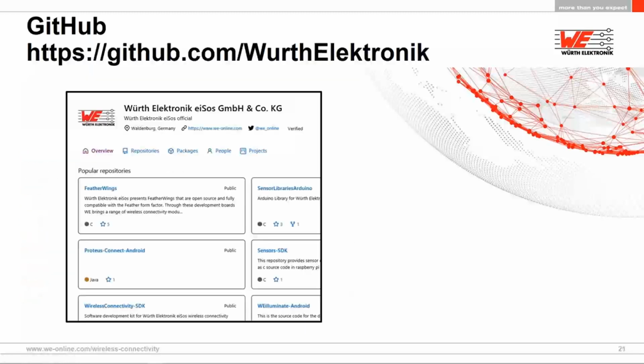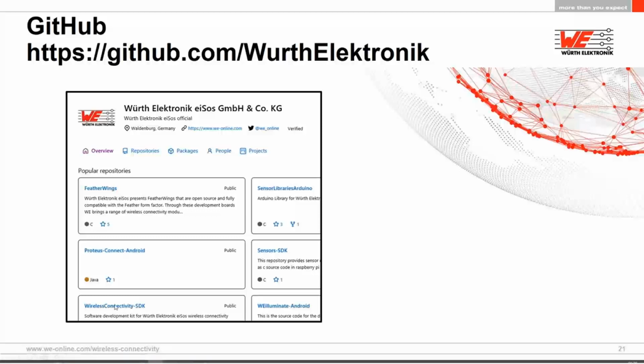Right, this is something for all these software guys, all the programmers. Have a look. There's some very useful information and codes, examples and snippets for all sorts of modules which we have. The wireless connectivity SDK is available there. Proteus Connect Android is for the Bluetooth, the BLE. Featherwing, you might have a look at that. And then also obviously our sensors, all sorts of other applications.